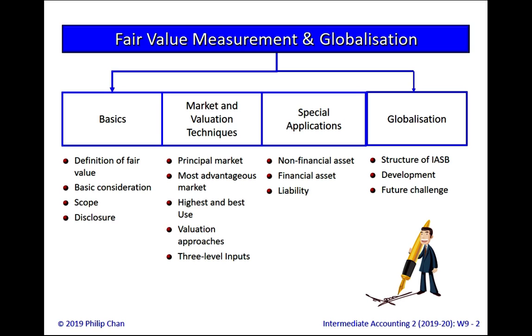Welcome back. This is part 2 of the AF3111 Intermediate Accounting 2 Week 9 topic, Fair Value Measurements and Globalization. Just before the break, we looked at the basics of fair value measurements, as well as how to determine the principal and most advantageous market. We're going to move on and look at highest and best use and some valuation approaches, as well as 3-level inputs in this part.